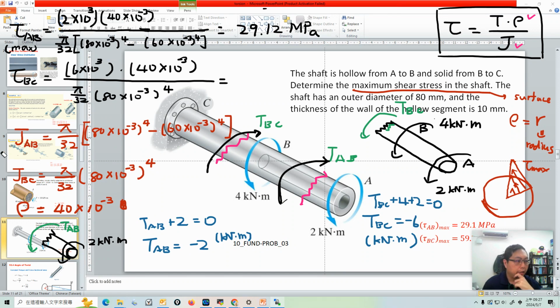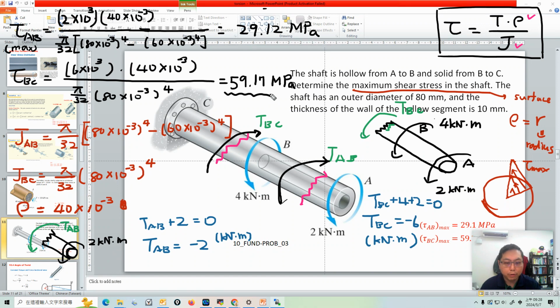Okay, just keep that there. After you put everything in your calculator, I think this will give you 59.17 megapascal. So the maximum shear stress is on B, this value, 59.17 megapascal.